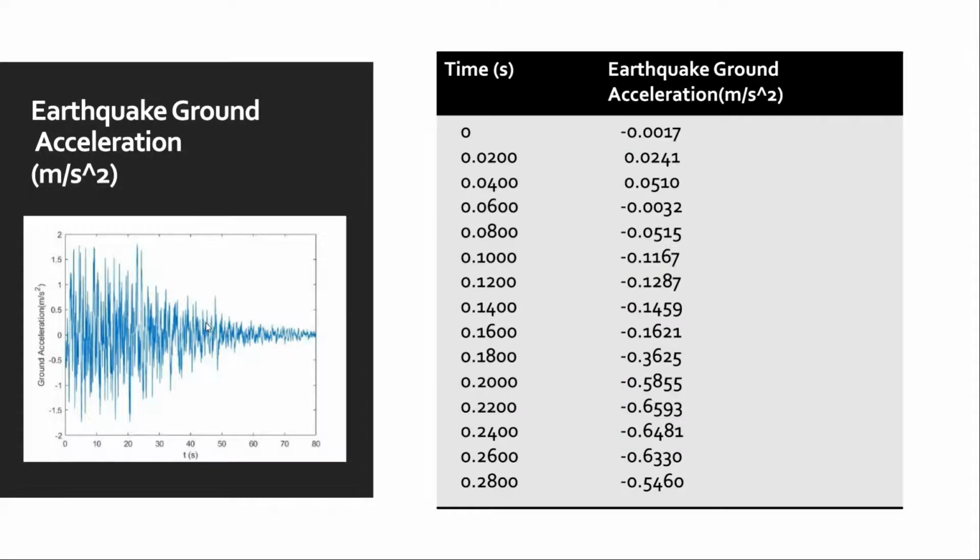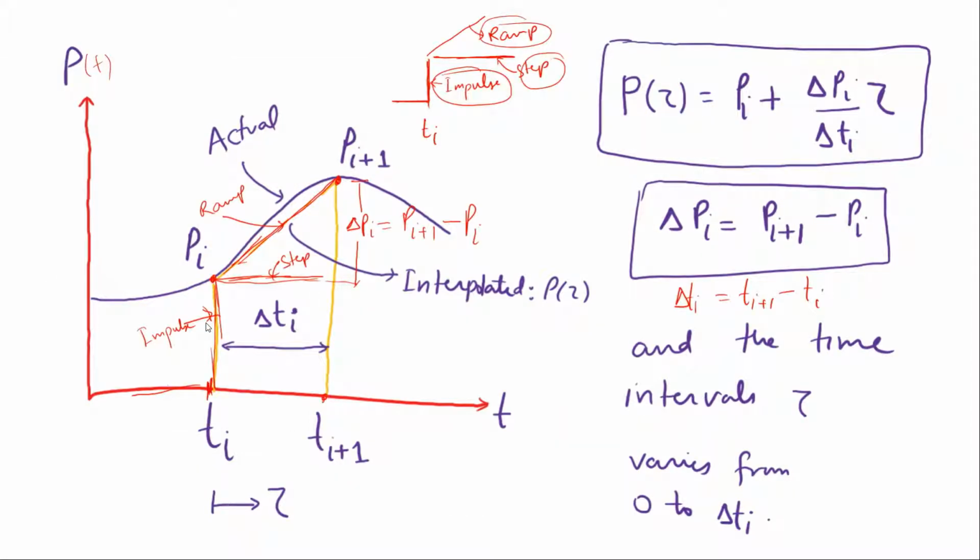So before that, we are seeing that here it is P tau, that is P of i plus del Pi by del Ti into tau. We have assumed that P at any time tau, if you want to find what is the value of P tau, we can say it is a function and it is P tau here. So the value of P tau would be P of i, this initial value, plus del Pi by del Ti into tau. So that is the linear interpolation values.